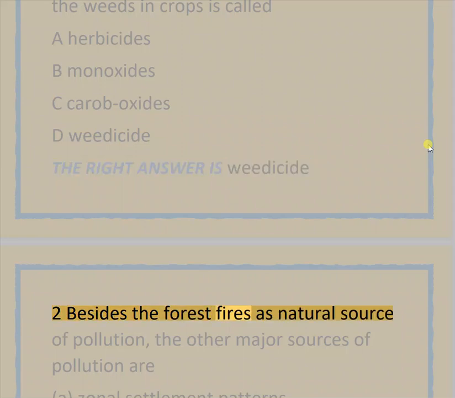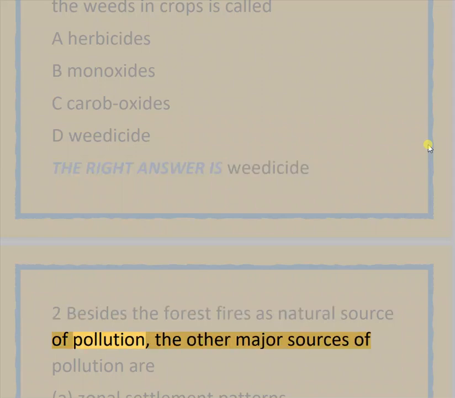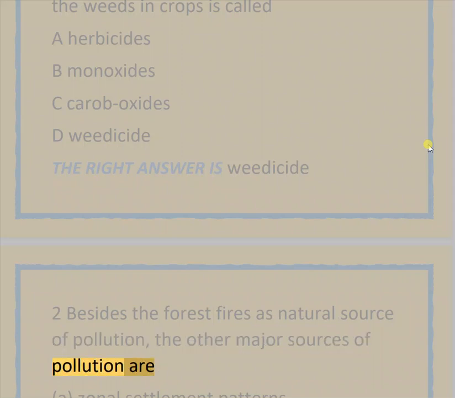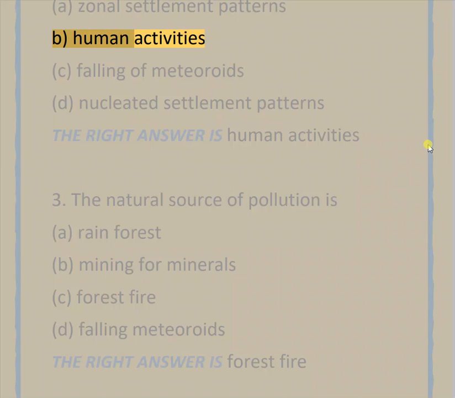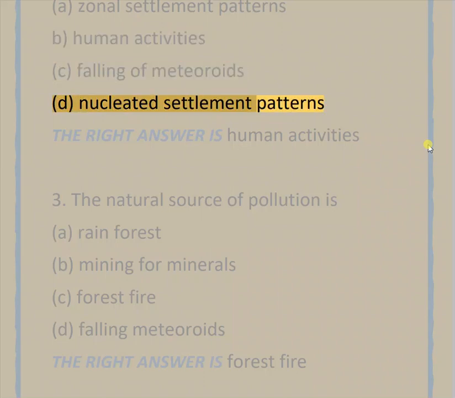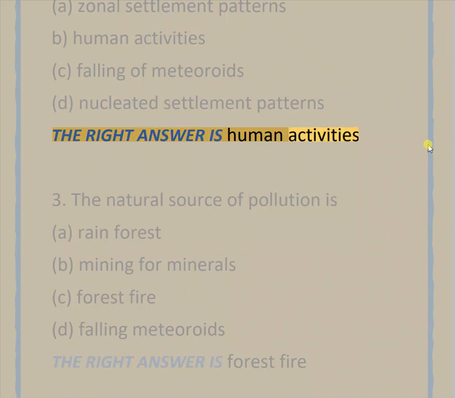2. Besides the forest fires as natural source of pollution, the other major sources of pollution are A. Zonal settlement patterns. B. Human activities. C. Falling of meteoroids. D. Nucleated settlement patterns. The right answer is human activities.